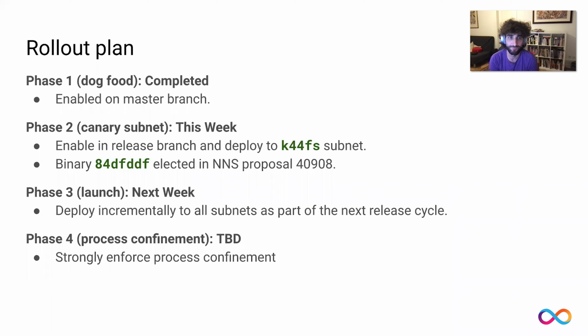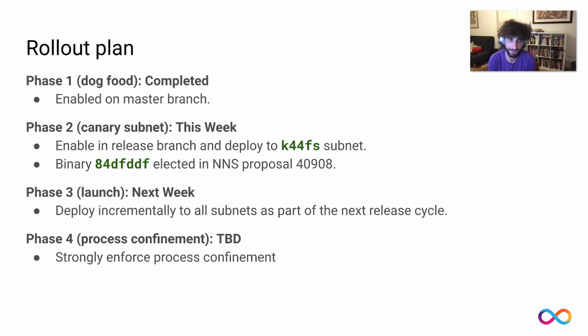So now we're about ready to move to phase 2, where we'll enable sandboxing just on a single subnet, K44FS, which is one that is handling some load, but it's not the biggest one or anything. The proposal to elect this binary has already gone through, I think sometime late last week. It's proposal 40908 if you want to take a look at it or the code. And you'll soon see later this week proposals to actually deploy that binary to K44FS.